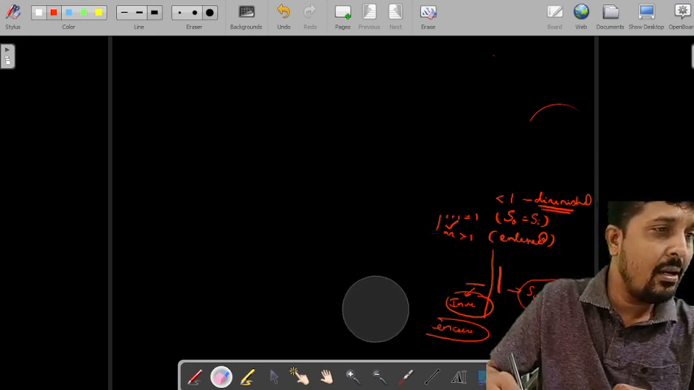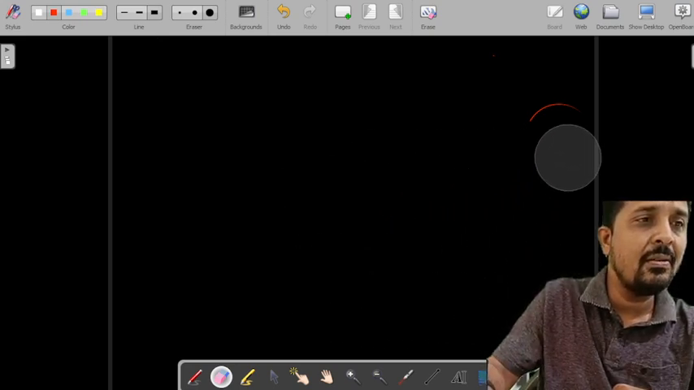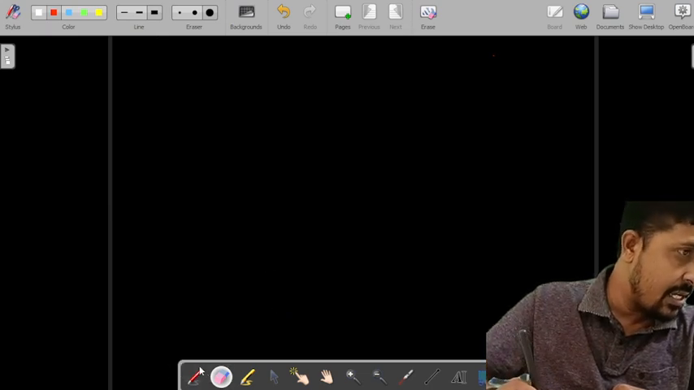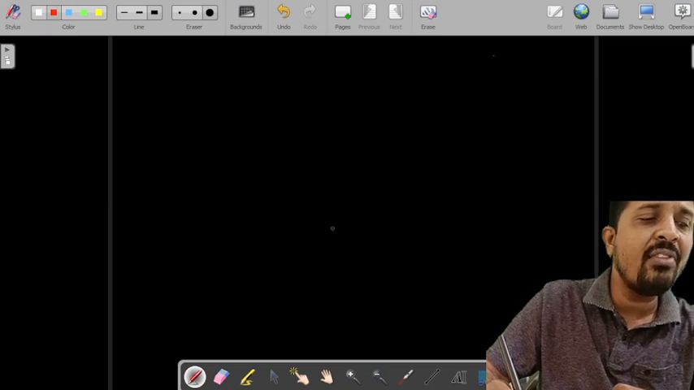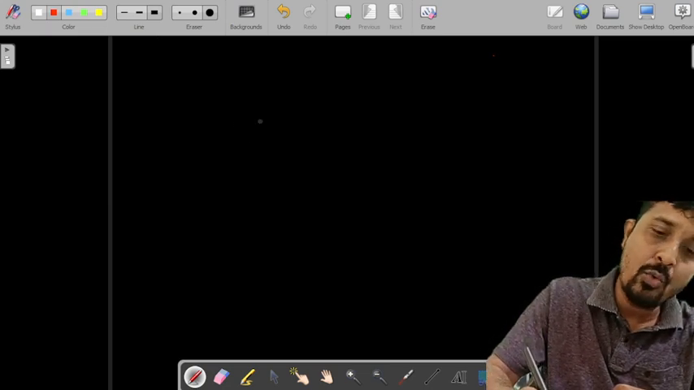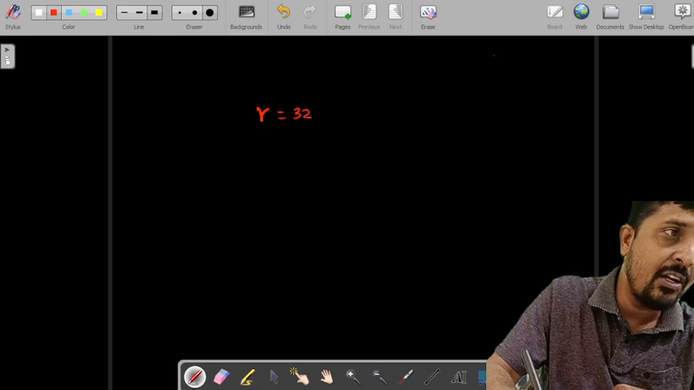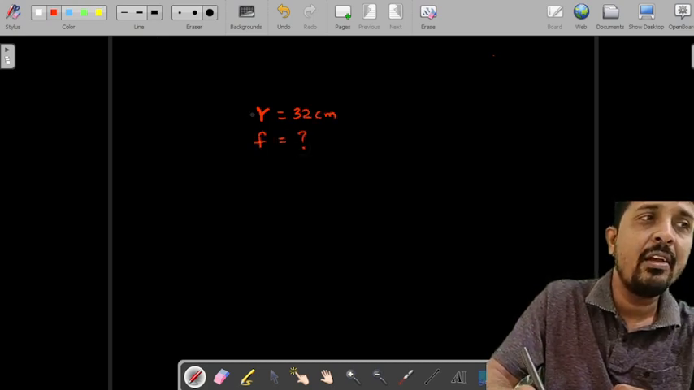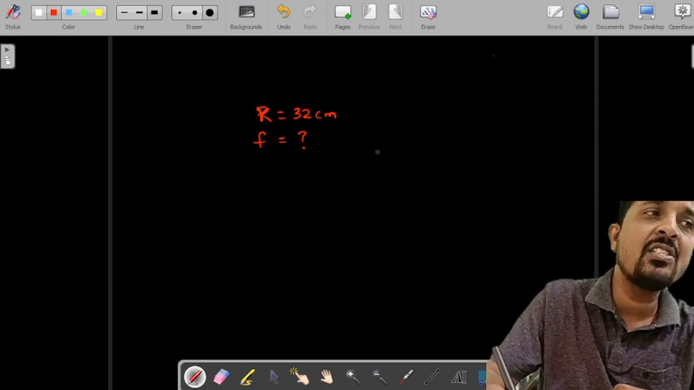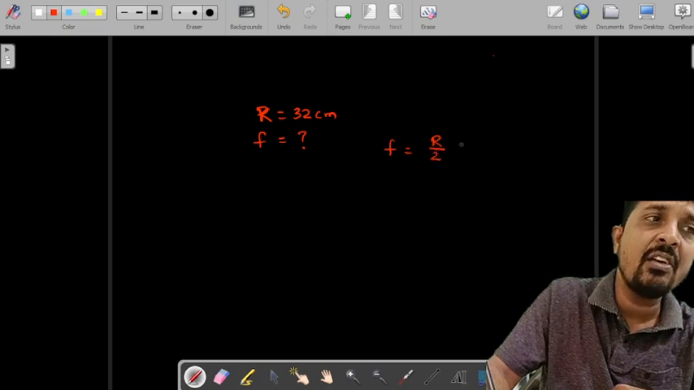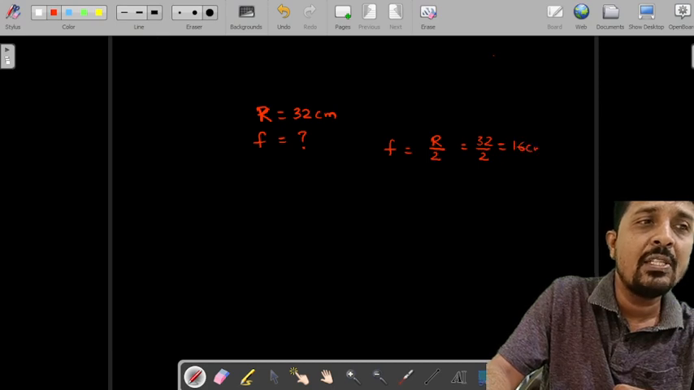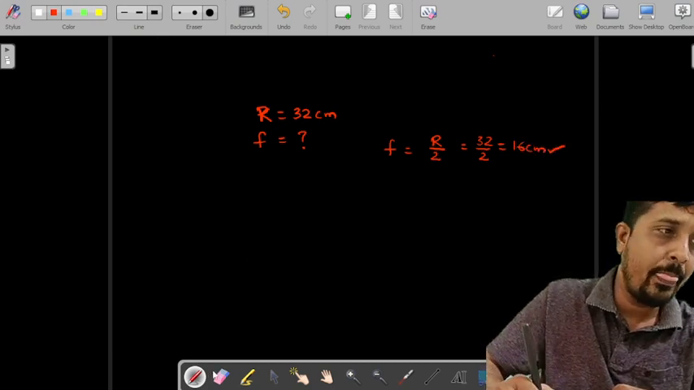Okay, now we'll go for the next question. Find the focal length of a convex mirror if the radius of curvature is 32 centimeters. Now tell me, what is the relationship between radius of curvature and focal length? F is half of the radius of curvature. That means 32/2, which is equal to 16 centimeters. It's the easiest one.